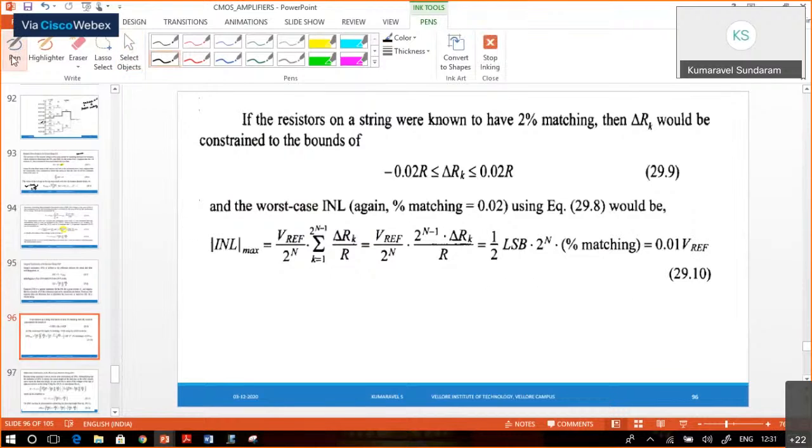So we know that 1 LSB is equal to Vref by 2 power n. Based on the resolution, for 3 bits, 2 power 3, it is Vref by 8. Right? So 0.5 LSB, if you take it as 0.5 LSB, it is going to be Vref by 16. So Vref equal to 1 volt, 1 volt divided by 16. What will you be getting? 1 volt divided by 16.